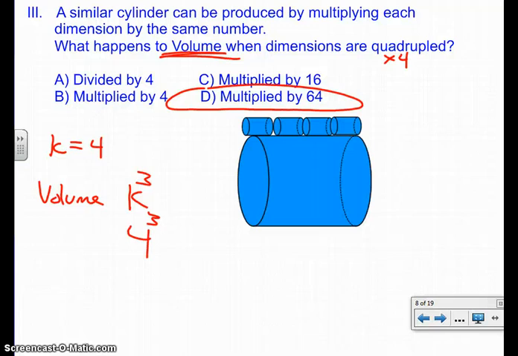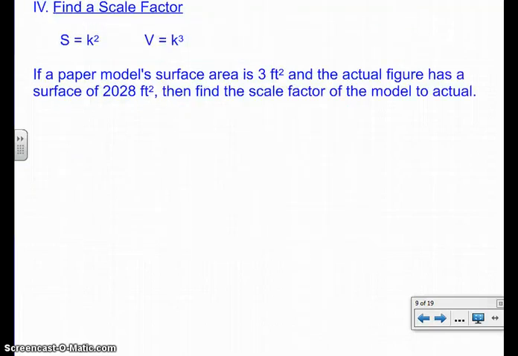What will happen to surface area if I multiply each dimension by 5? The answer is? Multiply by 25. Now you're squaring the 5. Okay? So when it comes to area, we square our factor, but when it comes to volume, what do we do? Cube it, right? Okay. Let's try this problem. You do need to pause and write this down.